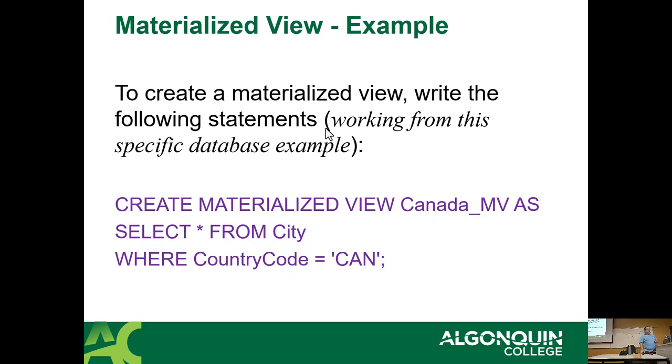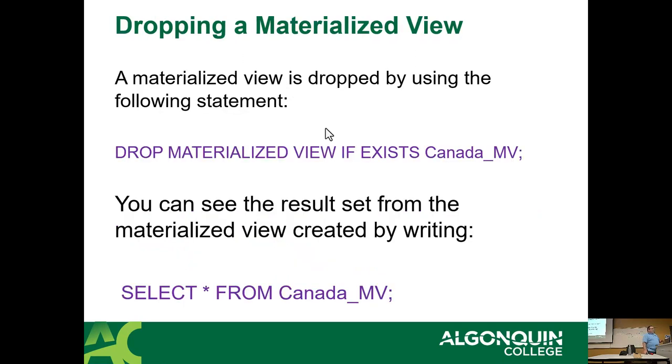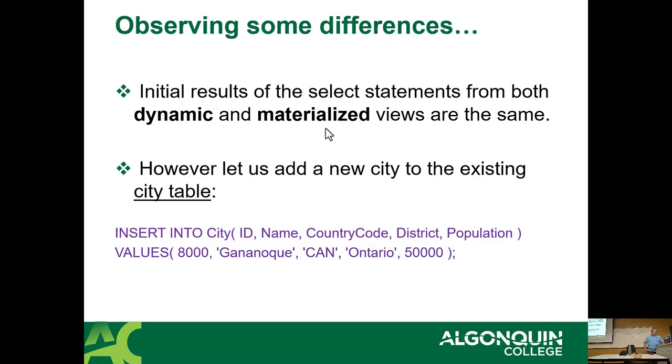There's a few reasons you want to use these, and I'm just going to go through the rest of the slides before I explain why you'd want to use them. Drop materialized view if exists, that drops the view. You can select from it just like a normal query. So the biggest difference is that the dynamic one's always fresh, the materialized views go stale. It is stale the moment you create it.